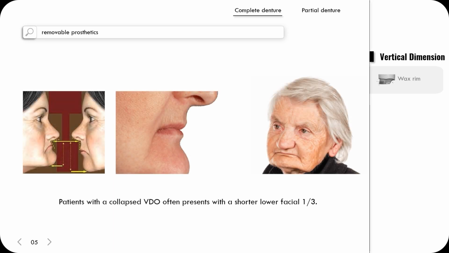Now, with what we term a collapsed vertical dimension of occlusion, they often present with a shorter lower facial third. And as you saw in our video, our desire was to restore that patient's vertical dimension of occlusion to something that's more appropriate and more aesthetically pleasing.